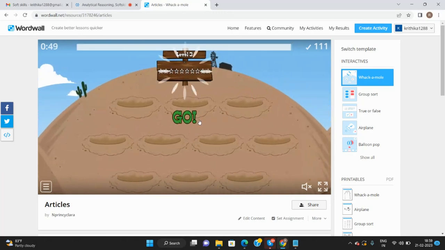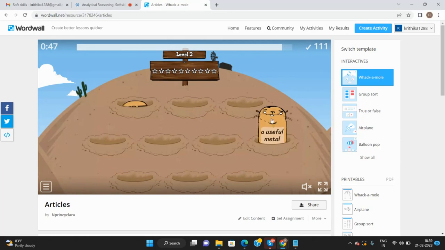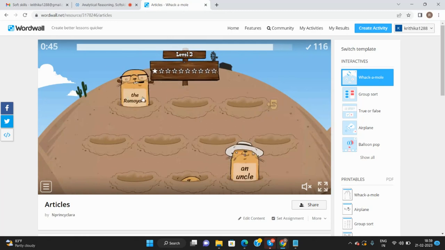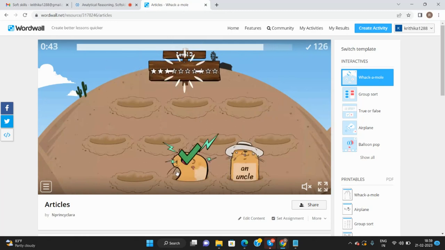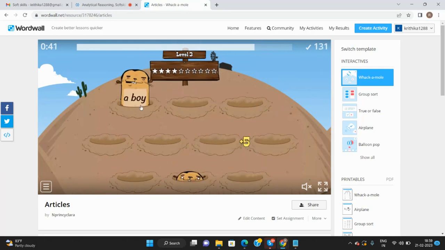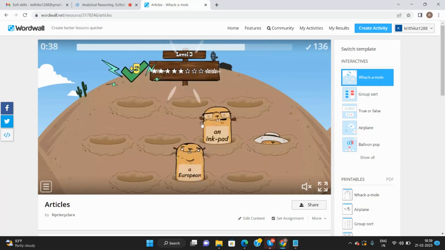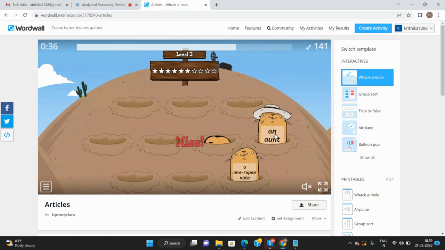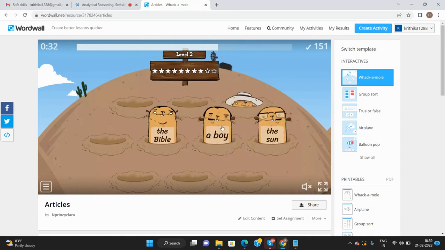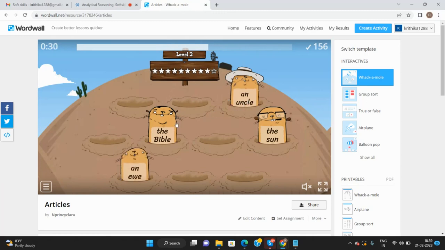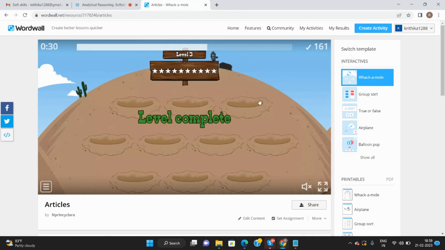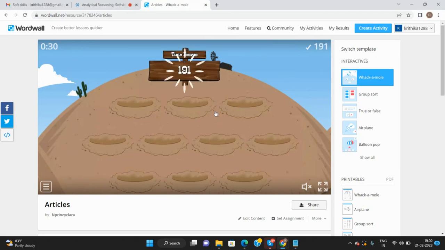Okay, level 3. We will go up to level 6. A useful metal. The Bible, an uncle, a boy. An infant. An aunt, a 1 rupee note, a boy, the Bible, a dozen, an uncle. Okay, level 3 over.